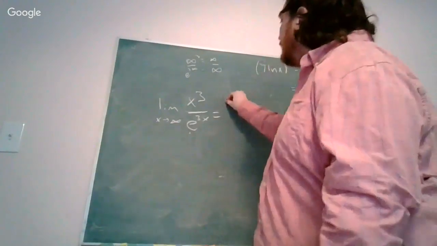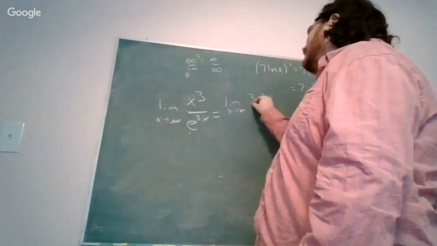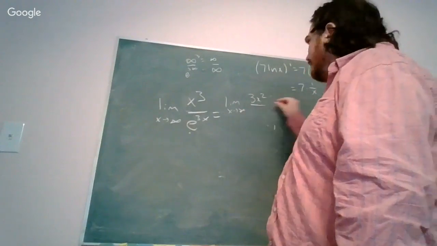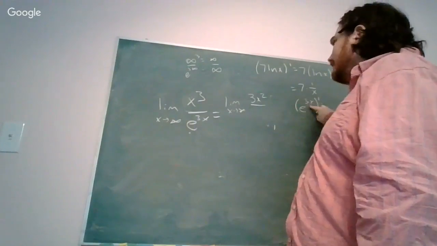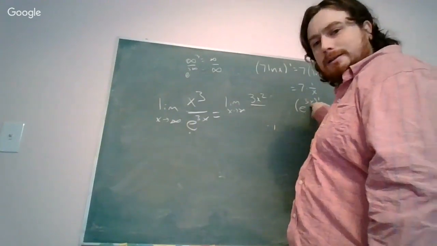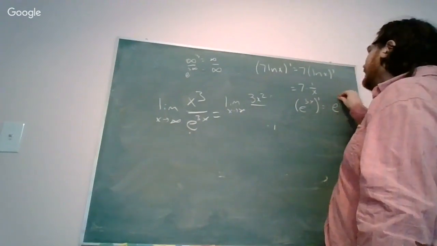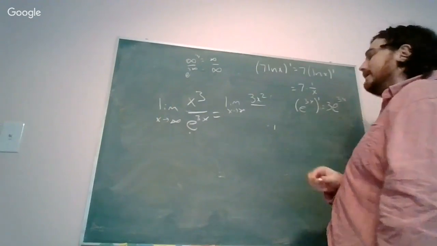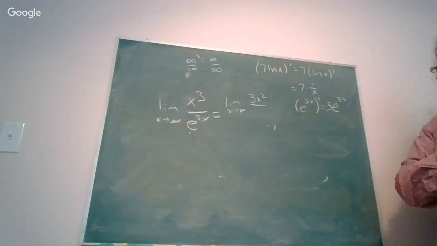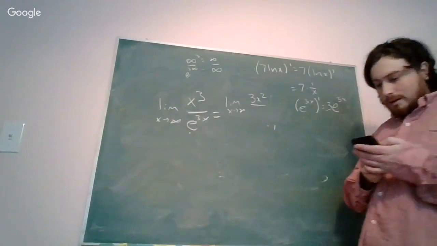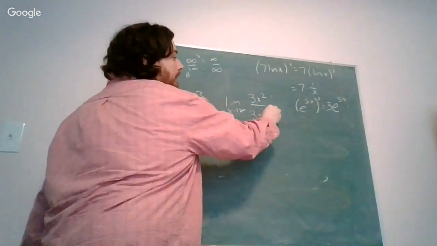What that gives us is the limit as x goes towards infinity of 3x squared over the derivative of e to the 3x. It's a chain rule, so the outside is e to the something, and the inside is 3x. The derivative of the outside, e to the something, is e to the 3x, times the derivative of the inside, which is 3. So we get 3e to the 3x, and so what I end up with is 3e to the 3x here.